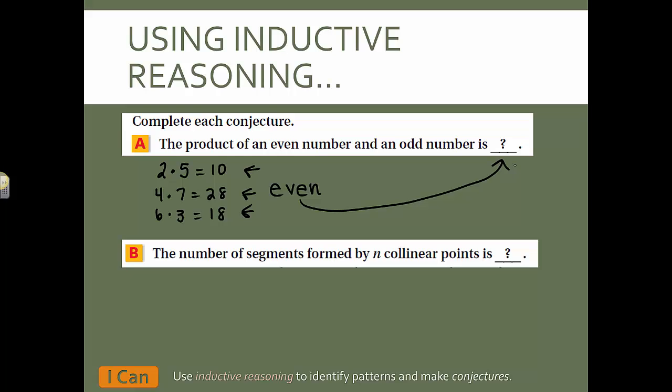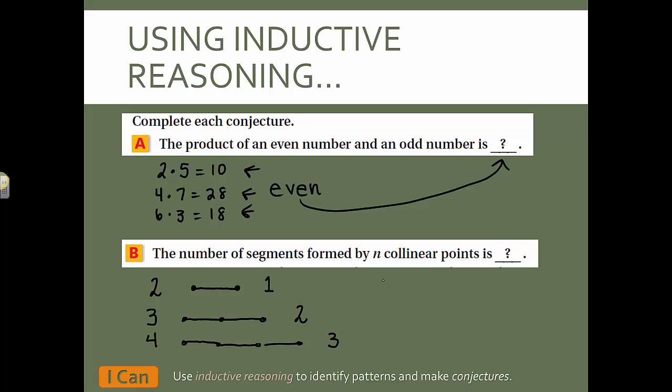The number of segments formed by n collinear points is blank. All right, so I'm going to start off with 2 collinear points. So here's 1, there's 2 collinear points, and I was able to make 1 segment. Now I'm going to do 3 collinear points. 1, 2, 3, and I was able to make 2 segments. Now I'm going to do 4 collinear points. 1, 2, 3, 4, and I was able to make 1, 2, 3 segments.